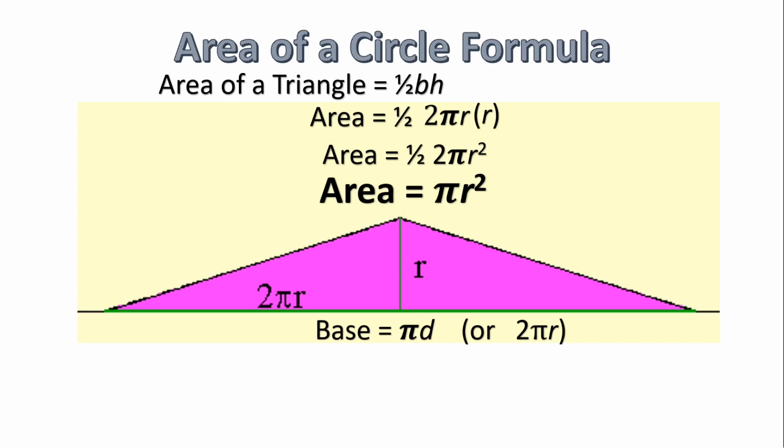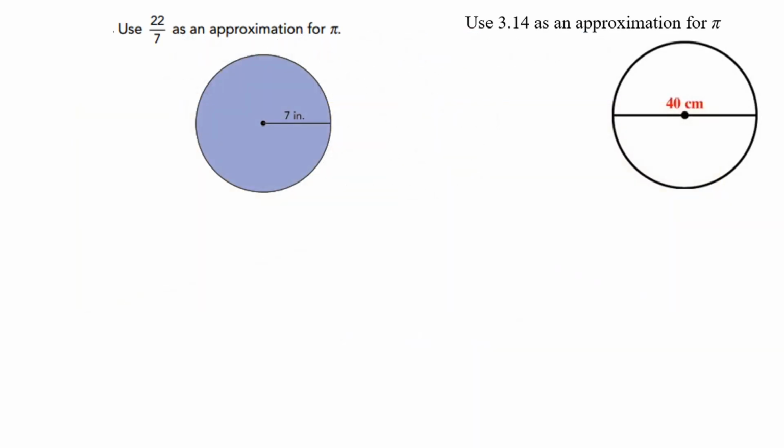Here's a couple of basic examples. The first one has a radius of 7, and it's asking me to use 22/7 as an approximation for pi. So remember, here's our area formula. Area is pi times radius squared. The radius here is 7, so we're going to plug in a 7 for the radius.